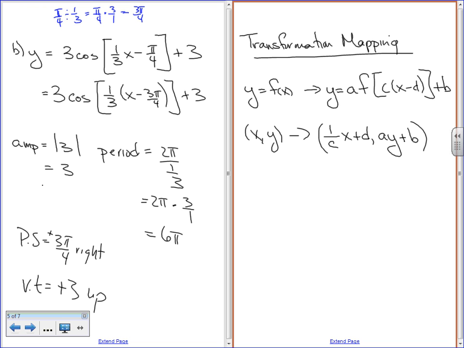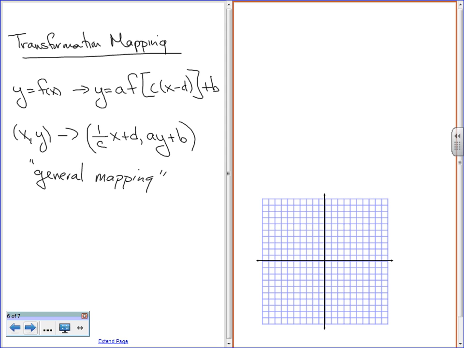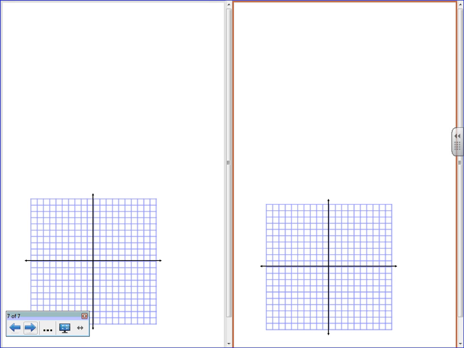So this little formula is going to be very important to us in this unit. It's called the general mapping. We are going to use the general mapping to take the 5 critical points of sine or the 5 critical points of cosine, put them through the general mapping, see where they end up, and then we're going to graph them. If you're following along with me and want to try this, you might want to take out that piece of graph paper I gave you the other day. And also, if you're not great with fractions, you might want to take out your calculator.